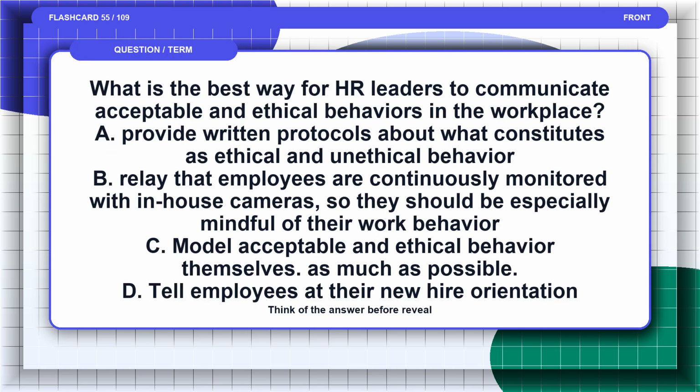Flashcard 55. What is the best way for HR leaders to communicate acceptable and ethical behaviors in the workplace? A. Provide written protocols about what constitutes ethical and unethical behavior. B. Relay that employees are continuously monitored with in-house cameras, so they should be especially mindful of their work behavior. C. Model acceptable and ethical behavior themselves as much as possible. D. Tell employees at their new hire orientation. Pause and think of the answer before the reveal.